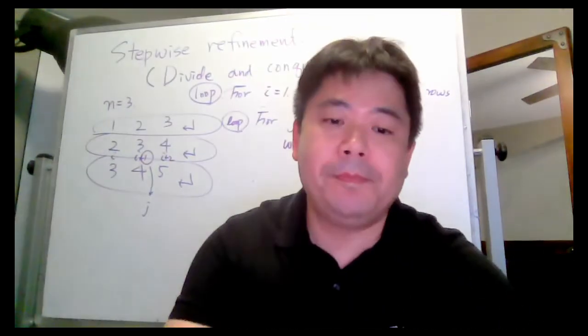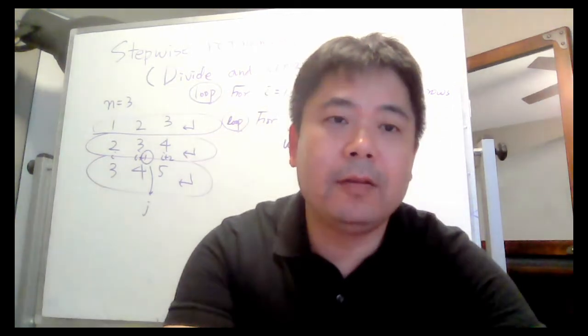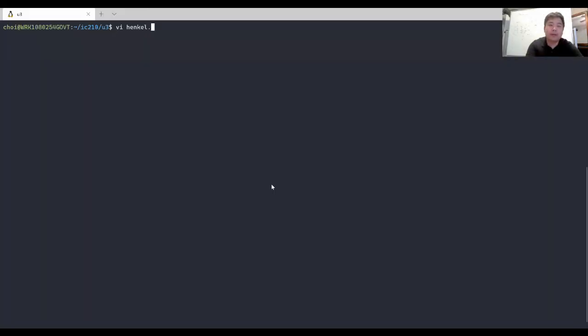So let's code up here. Henkel.c. Let me share the screen. Henkel.c. Okay, include IC210.h. Okay, name to main. And then what? Outputs: enter number n, and n has to be, let's see, less than 50.